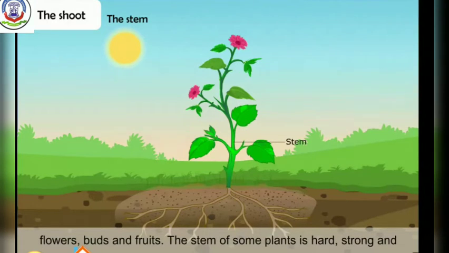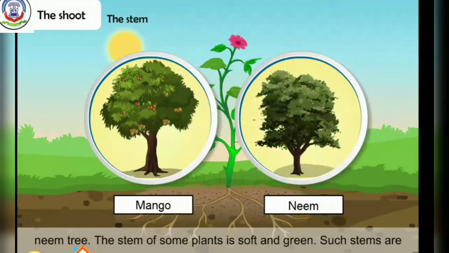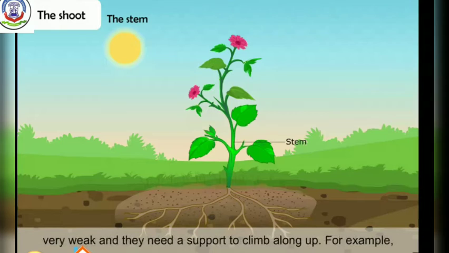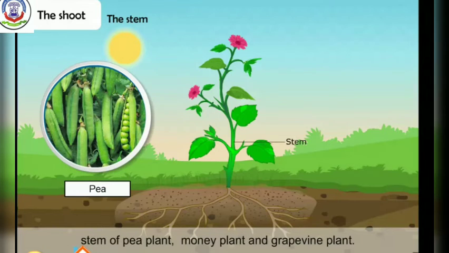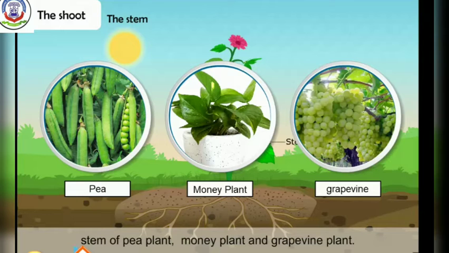The stem of some plants is hard, strong, and woody. Such type of stem is called trunk. For example, stems of mango and neem tree. The stem of some plants is soft and green. Such stems are very weak and they need a support to climb along up. For example, the stems of pea plant, money plant, and grapevine plant.